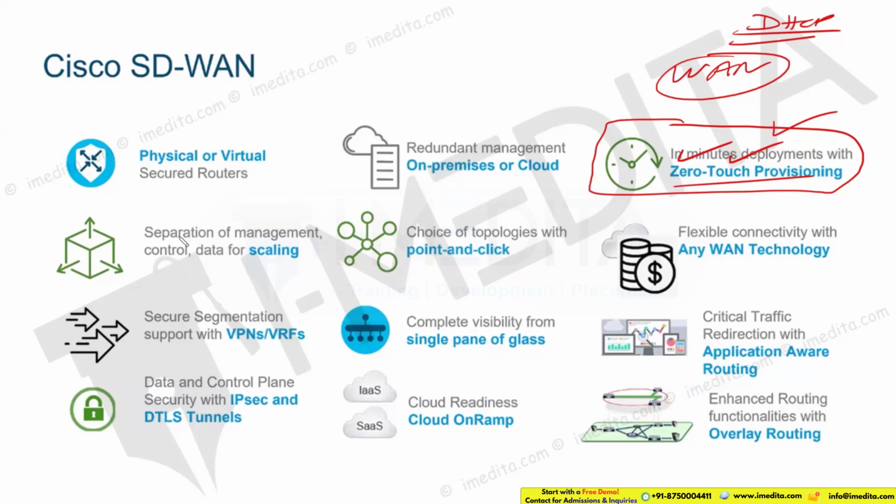Okay. Then obviously we have done the separation of management plane, control plane, and data plane for scaling. So you have got a separate management plane now, a separate control plane, and a separate data plane.